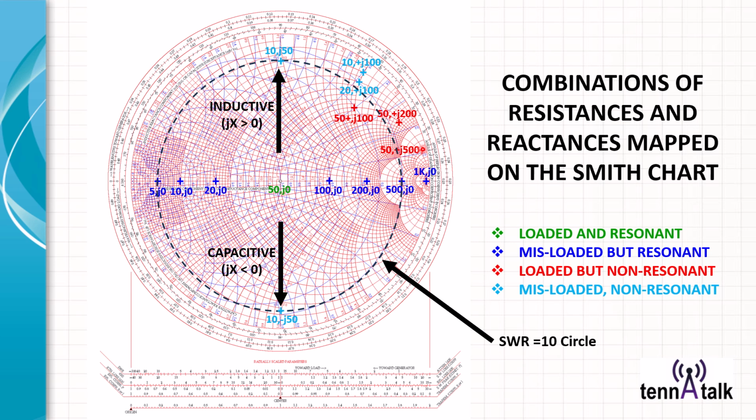In that case, a tuner would generally do a pretty good job. But now, in the case of the light blue, where you have mis-loaded non-resonant antennas, R is not 50 and jX is not anywhere close to 0. You can see these light blue points as being the most challenging ones for operating with a tuner. Just like the one here at 12 o'clock, 10 j50. 10 minus j50 is the capacitive equivalent of that, all sitting on the same SWR of 10 circle.